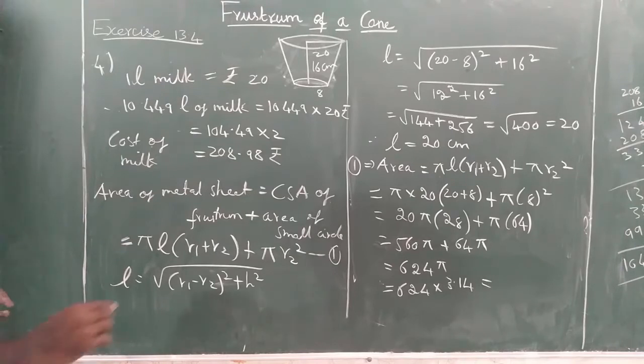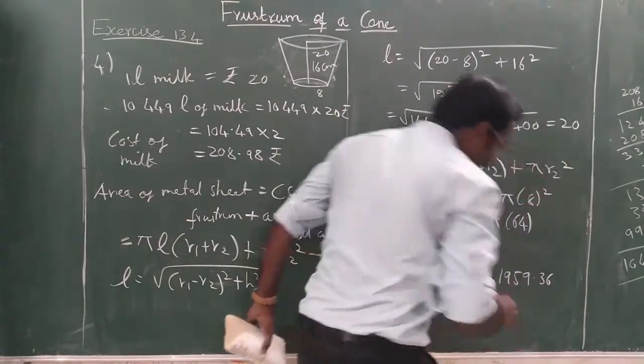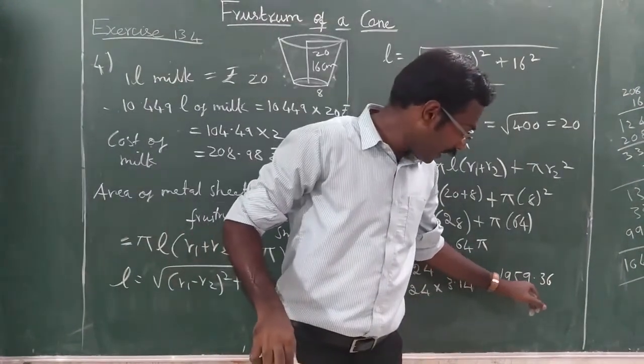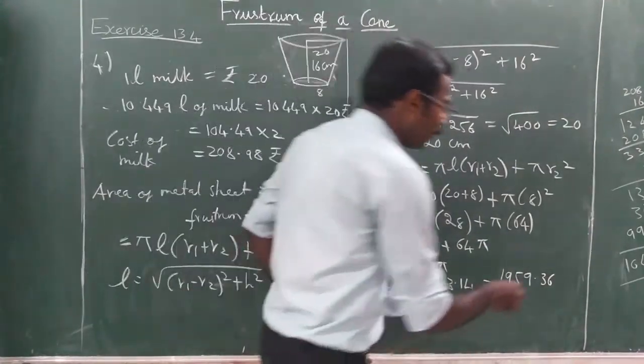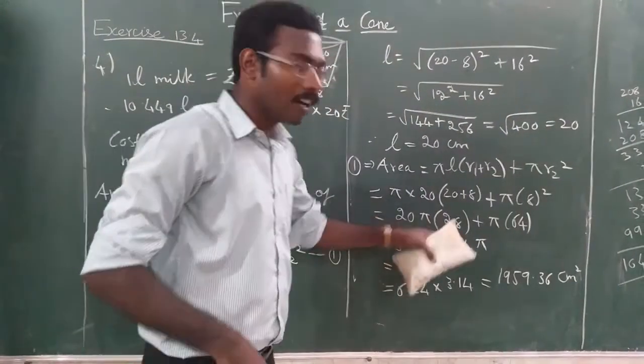So if you multiply this, you will get the answer 1959.36. I am writing it directly. So if you multiply both the times, the answer is 1959.36. What is this? This is area. So the unit is centimeter square. So that's all. This is the area of the metal sheet.